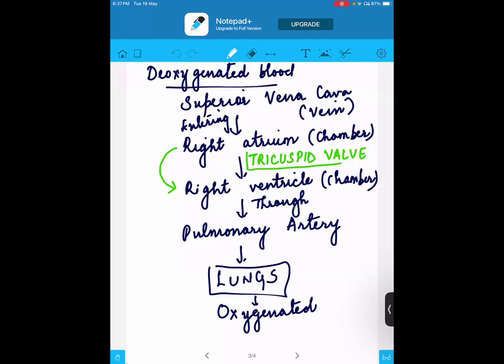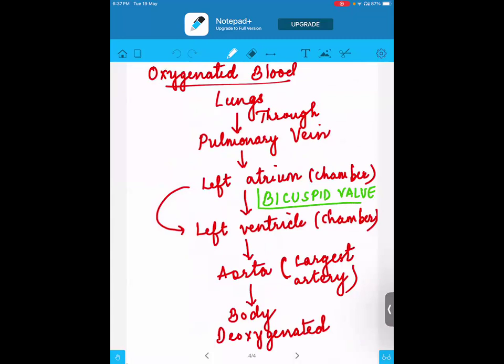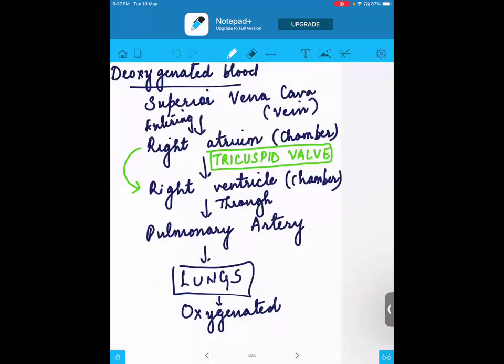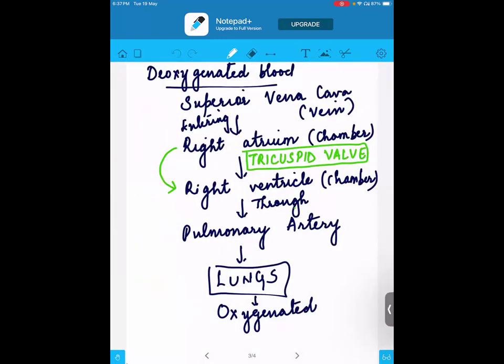So here is the valve called as tricuspid valve. Here is the valve which is called as the bicuspid valve. And this bicuspid valve is also called as mitral valve. So complete this, then we will be going to the next one.